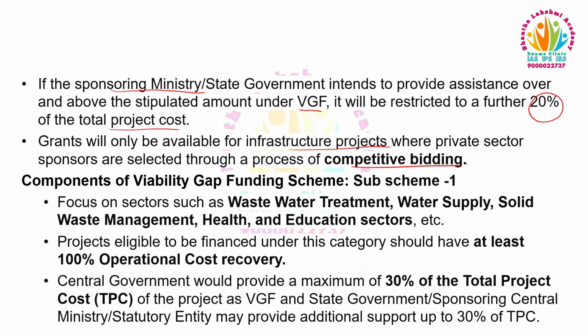Components of the Viability Gap Funding Scheme. There are 2 types of components. Subscheme 1 focuses on sectors such as wastewater treatment, water supply, solid waste management, health and education sectors, etc. Projects eligible for finance under this category should have at least 100% of operational cost recovery. The central government would provide a maximum of 30% of the total project cost as VGF, and the state government or sponsoring central ministry or state entity may provide additional support up to 30% of TPC.